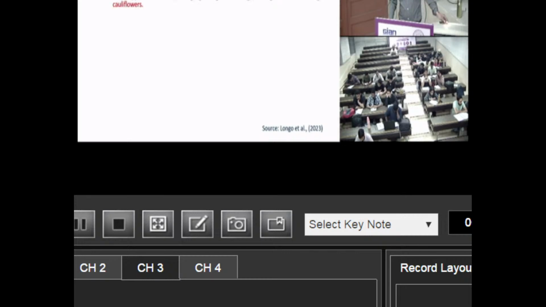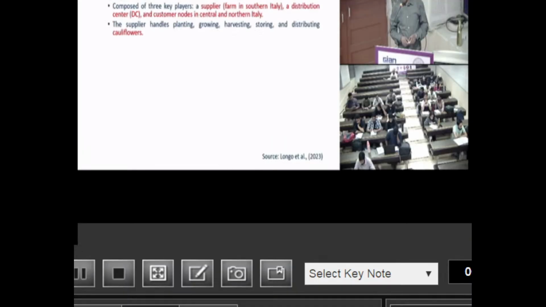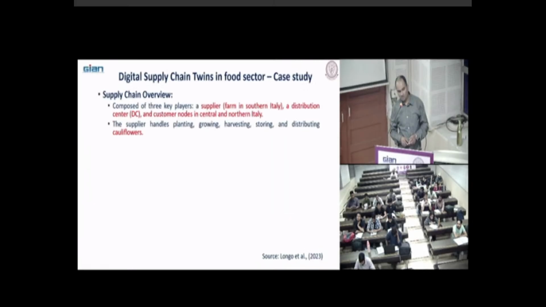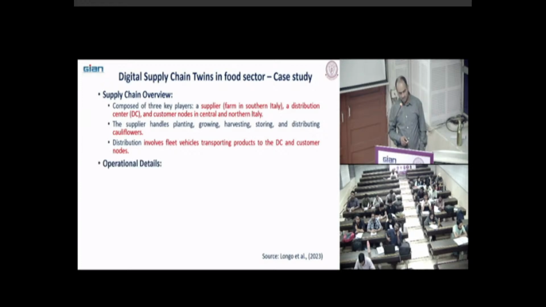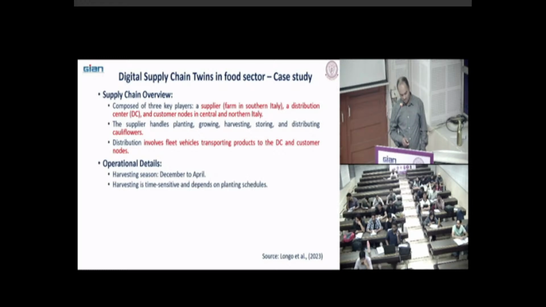The supplier, meaning farmers, handles the planting, growing, harvesting, storing, and distributing of cauliflower. So the product is cauliflower. Distribution involves fleet vehicles transporting products to the DC and from the DC to the customer. Operational details: harvesting is normally done only in a certain period, from December to April. Based on the planting period, you need to manage your harvesting during December to April. Harvesting is time sensitive and depends on planting schedules. If you don't harvest it on time, you may lose the crop as well.